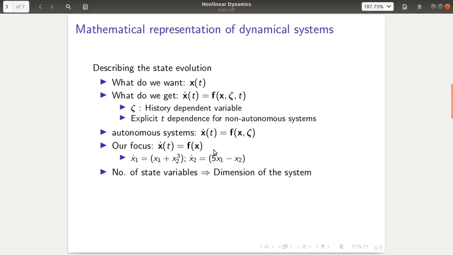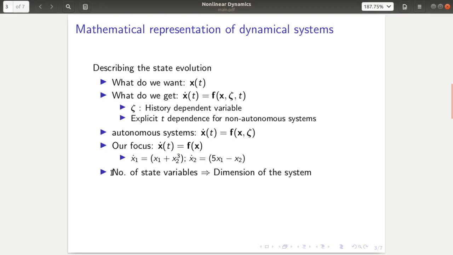Okay, one example, just a mathematical example, no physical example. Let's say a system which has two state variables, x1 and x2. The rates of change of the state variables depend on the current state variables. Let's say it's given like this: x1 dot is given like this, and x2 dot is given by some other function of x1 and x2. Just an example. This is how we represent dynamical systems.